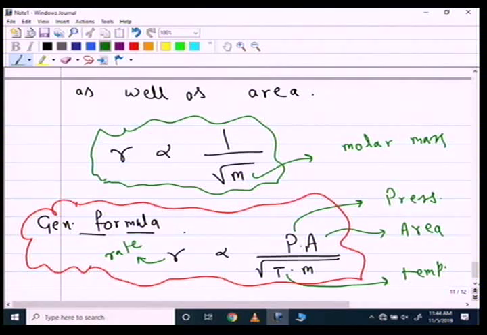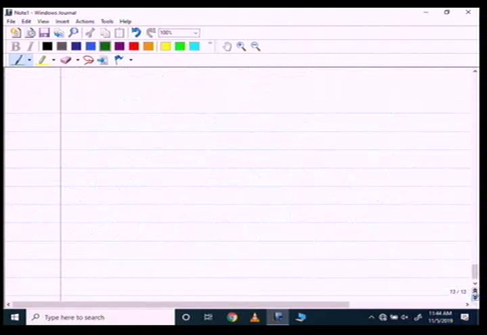Over now? Okay, let's move on. Guys, look at the screen. Now, for 2 gases.